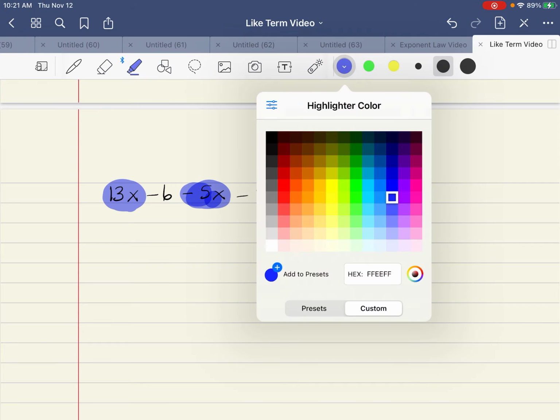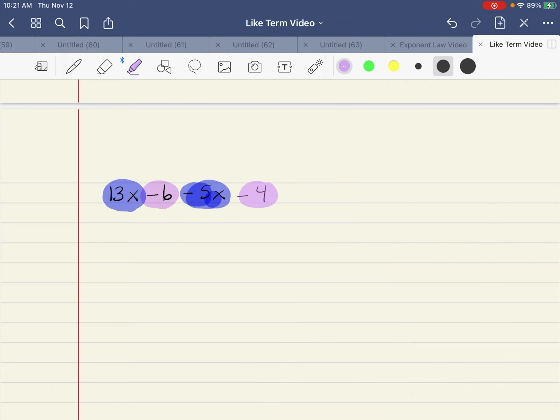Let's see if I change the color here. And then I don't have 6, I have minus 6 and minus 4. So again, you've got to be careful with that sign in front. Whatever the sign is on the first line, when you rewrite it, it needs to keep that sign or you've changed the whole expression.